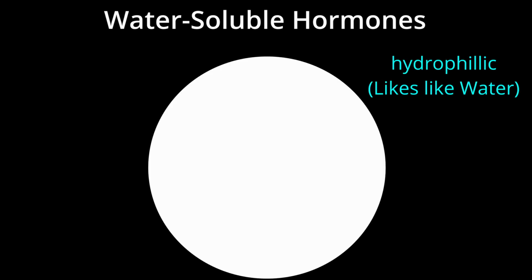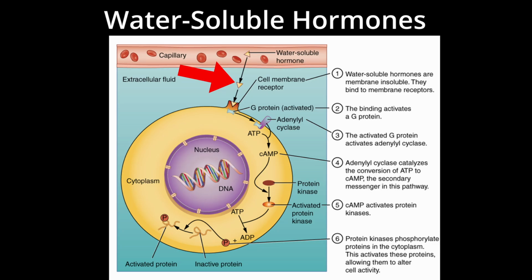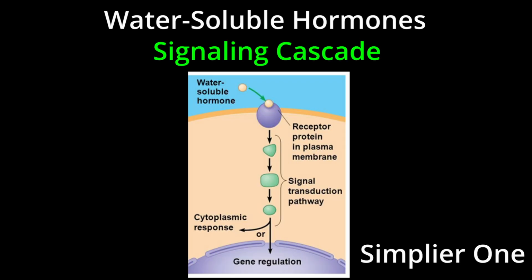Water-soluble hormones. They're a bit different because they're hydrophilic, meaning they love water, but they cannot pass through the plasma membrane, so they attach through extracellular effectors. Basically, it goes hormones attached to the receptors, which activate a G protein, which go to an enzyme, which releases a second messenger, which then goes to the nucleus for gene expression. That's called a signaling cascade. This includes amino acids, except for the thyroid hormones, which I explained under lipid solubles.